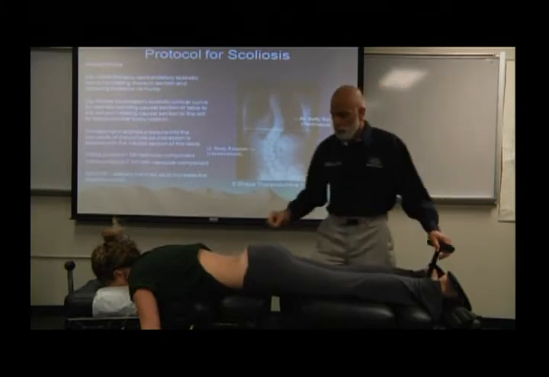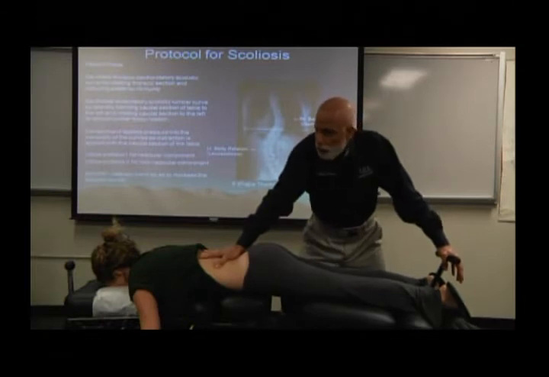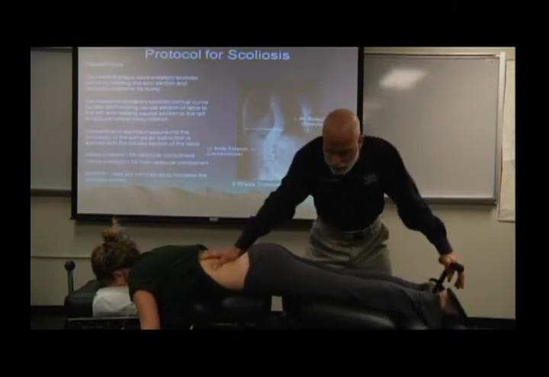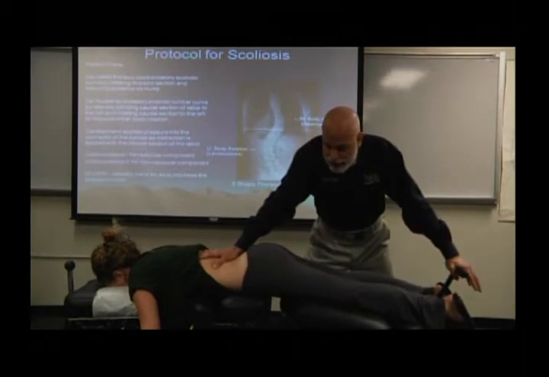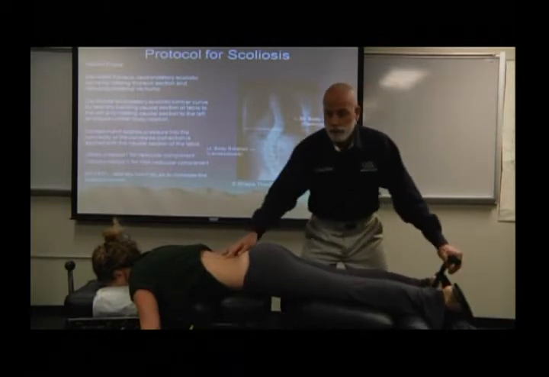Okay, so for someone with a scoliotic configuration with protocol 2, we only distract into the convexity of the curve, not into the concavity of the curve. So when we get to lateral flexion, you find that barrier of elastic resistance, and you only laterally flex to the left. Same thing for circumduction.